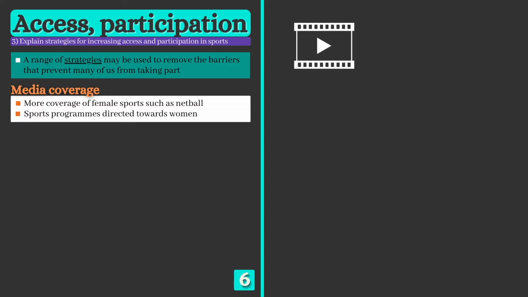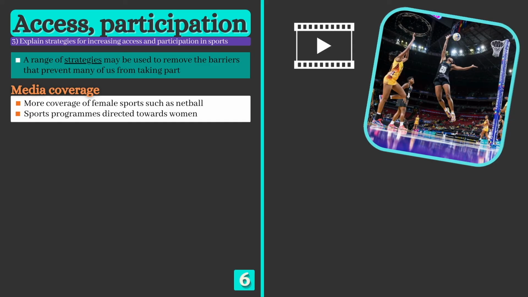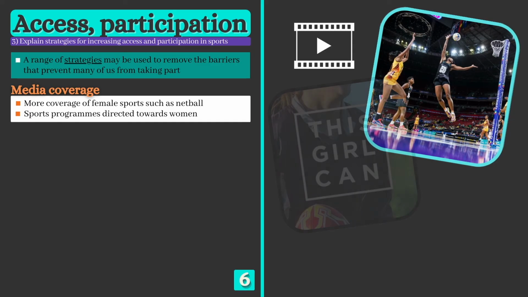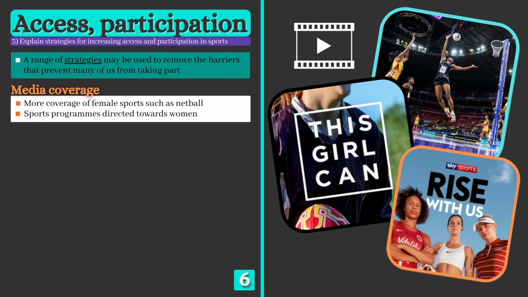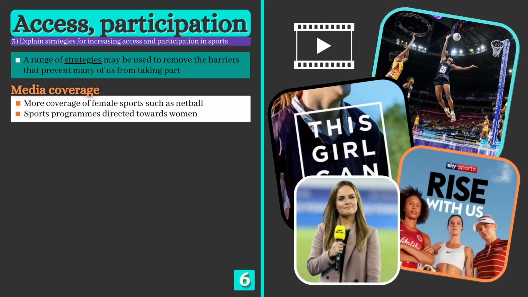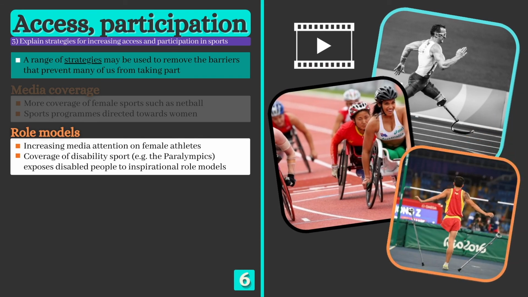Media and role models. Increasing the coverage of typically female sports like netball, using motivational campaigns, introducing programs such as Sky TV's Sports Women, and involving more high-profile female TV presenters may all help to inspire more women to participate. In addition, coverage of disability sport through events like the Paralympics exposes disabled people to inspirational role models.